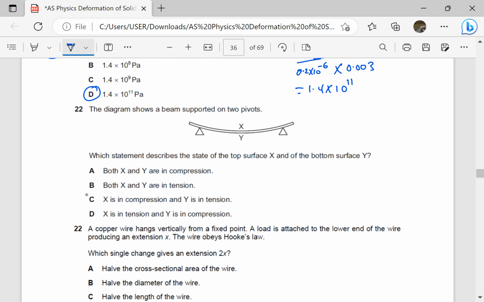The diagram shows a beam supported on two pivots. Which statement describes the state of the top? Of course, at the top this is going to be a compression. At the bottom it is a tension. So both X and Y are in compression, that's not true. Both X and Y are in tension, that's not true. X is in compression, which is very true, and Y is in tension, which is very true. So at the bottom, it's like the parts are pulled apart. At the top, it is like the parts are coming together. So X is in compression and Y is in tension.